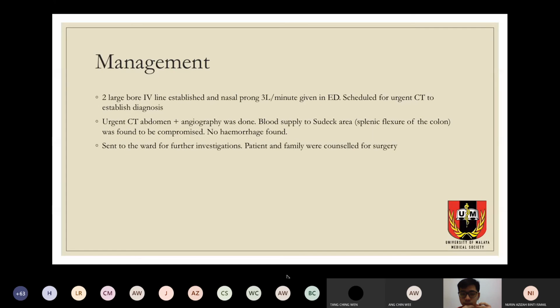Just a question to the doctor. Actually, clinically, can we differentiate between mesenteric ischemia and ischemic colitis? Or is there any other history that we can use to differentiate between them?